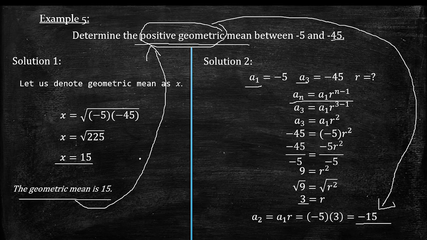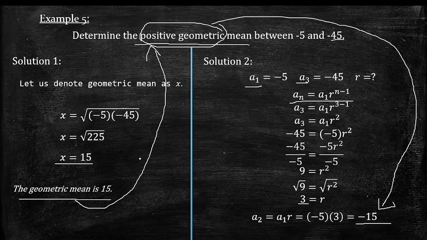Then, there are cases na mapapaisip ka, sir, di ba pag square root, there are two answers. The positive and the negative. Kasi kung mag-negative 3 times 3 nga naman tayo, the answer will be still positive 9, right? Negative 3 times negative 3, the answer is positive 9.